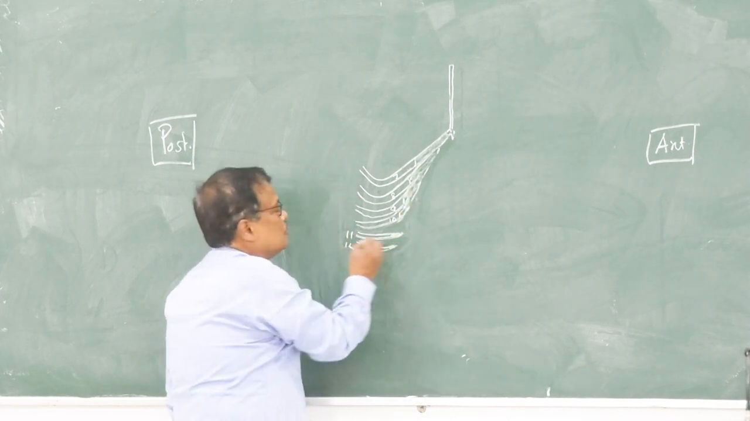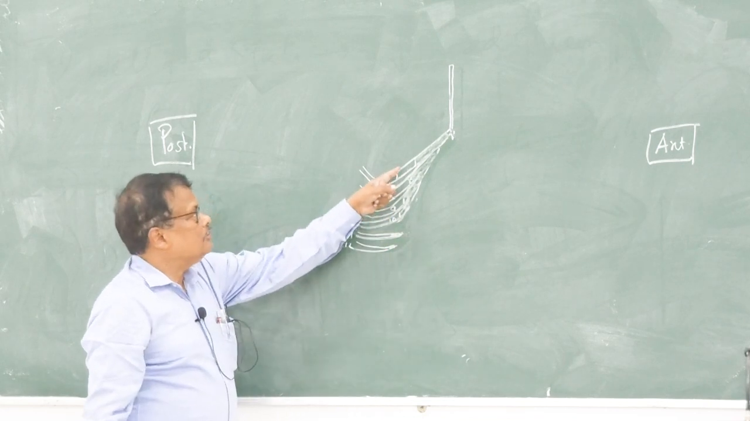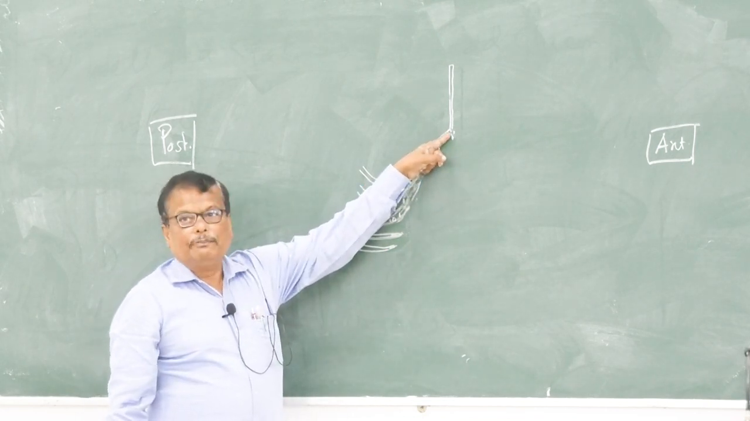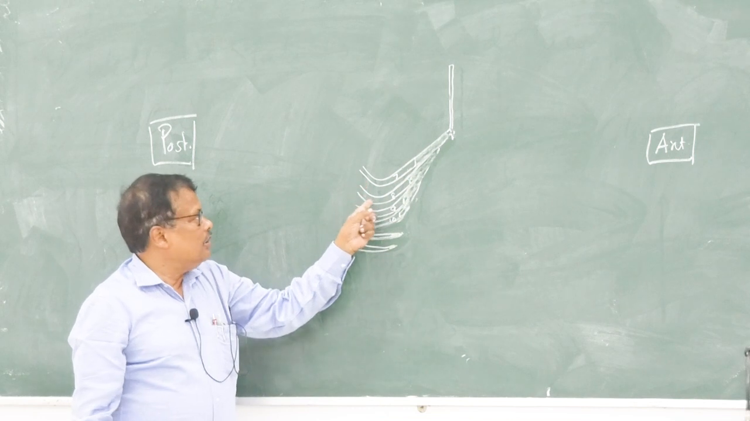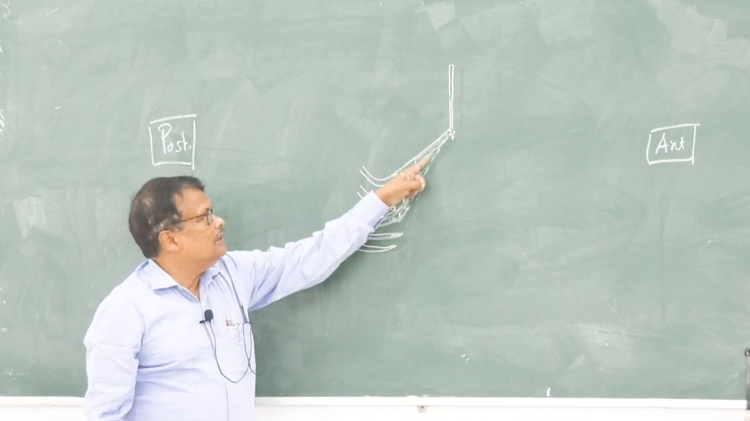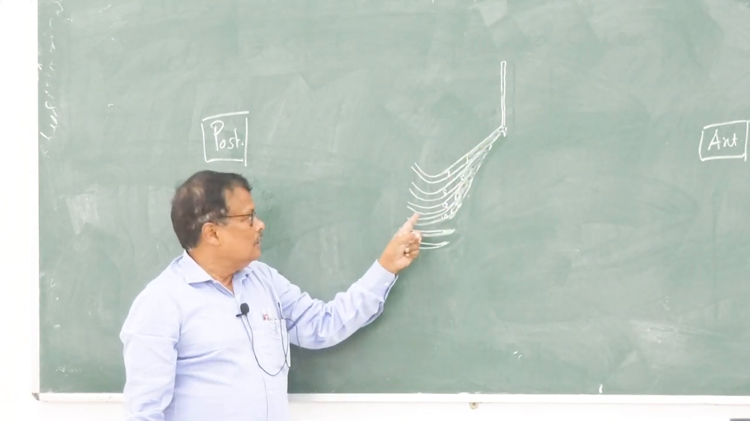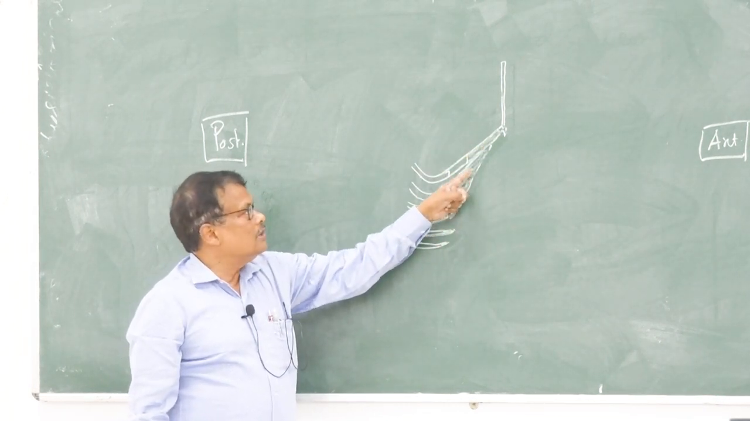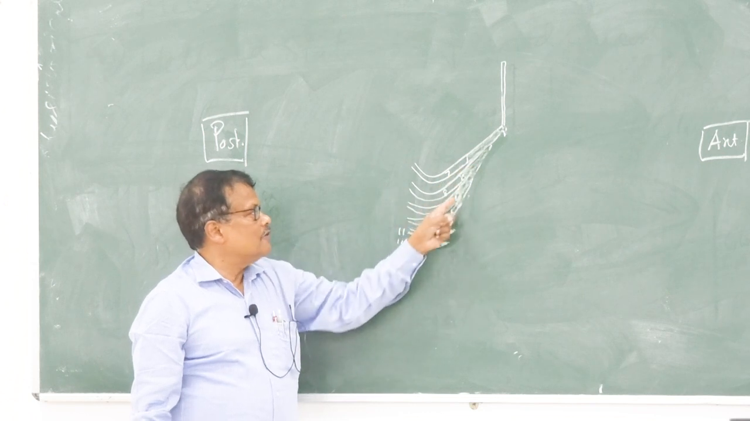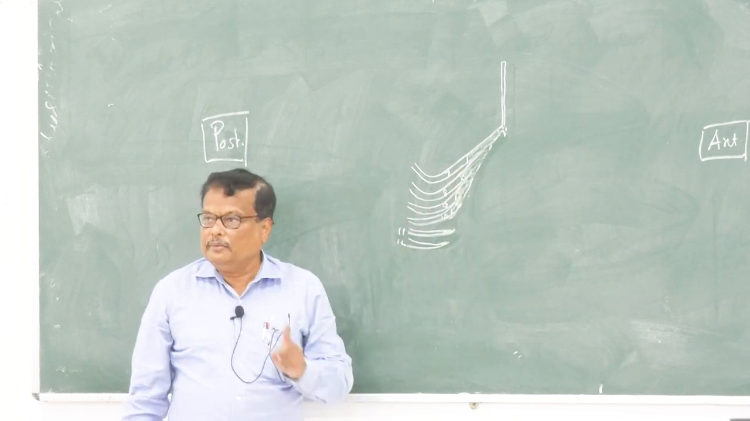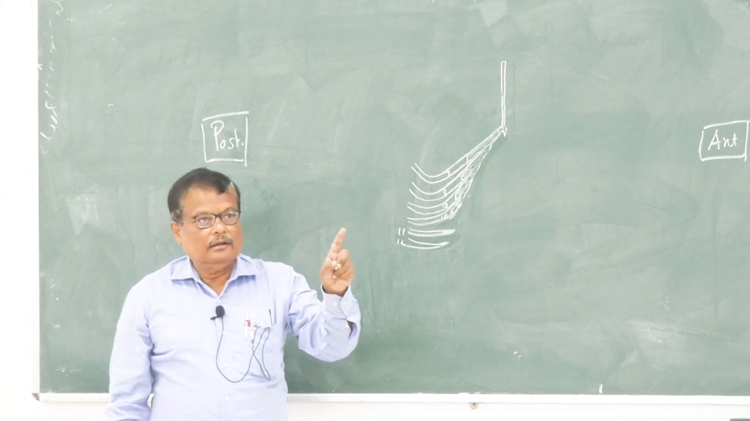Even the 11th and 12th ribs. So the 7th rib is attached to the lower part of the sternum. The 8th rib is attached to the costal cartilage of the 7th. The 9th is attached to the costal cartilage of the 8th, and in this fashion up to the 10th. Clear?